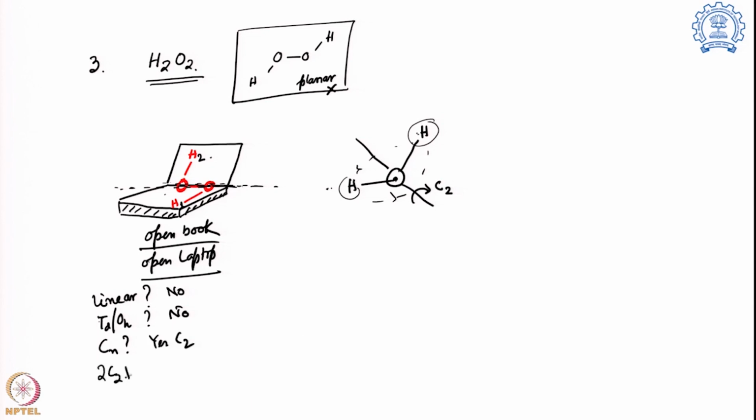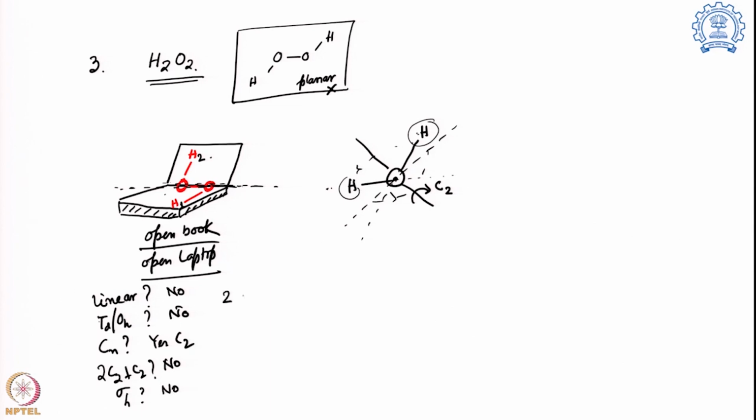Next question is, do you have 2 C2s perpendicular to the principal C2? And the answer is no, there is no perpendicular C2. If it is there, it has to be somewhere there or somewhere there, and there is nothing. Next question, is it a sigma h containing molecule or not? Sigma h has to be somewhere perpendicular to it, and you can clearly see it is not.